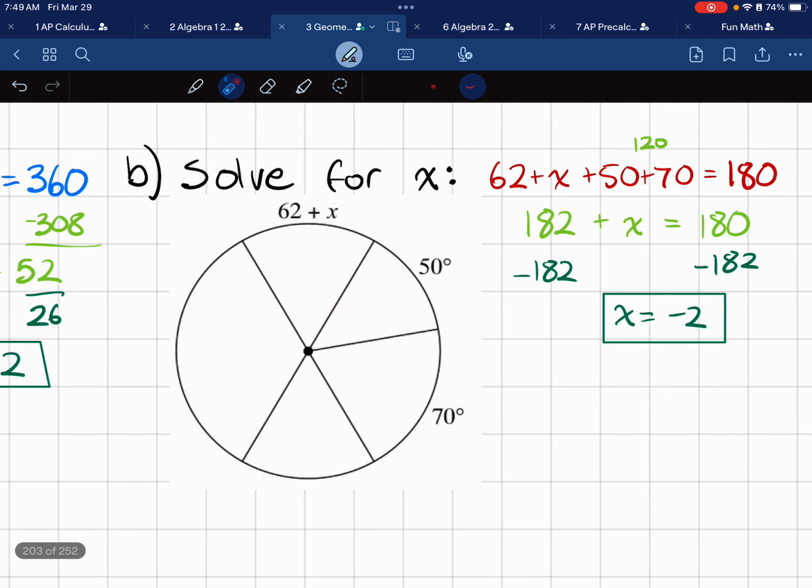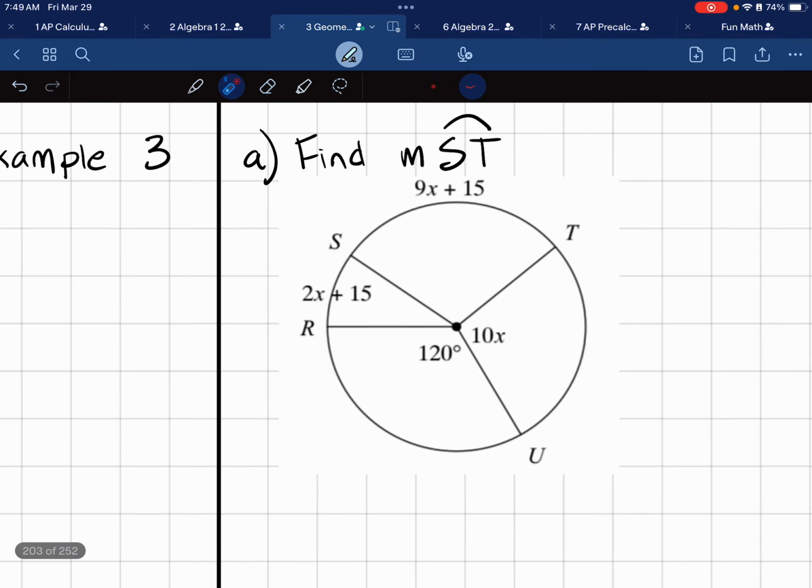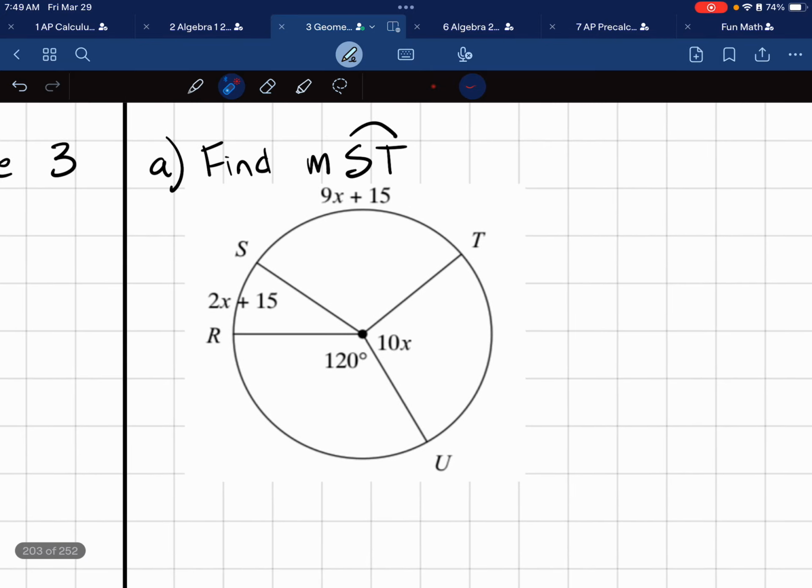So let's move on to example 3a. These are like the truly hard ones because they require a lot of steps. So I'm trying to find the measure of arc ST. So ST, again, is this arc measure, which means I need to figure out what this measure is. I have to find what x is first, and then I'm going to plug it back into 9x plus 15. So how do I figure out what x is?